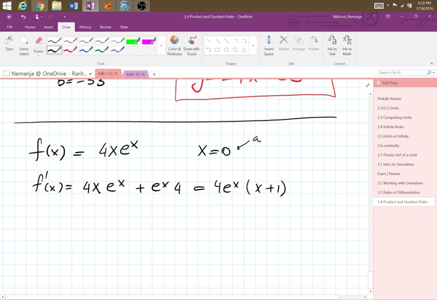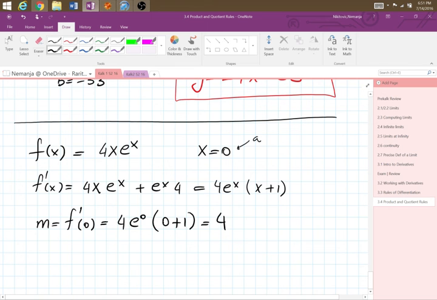This is our derivative. And we go on with the procedure for the slope of the tangent line, which is m is equal to the first derivative computed at a, which is in our case 0. We get 4 times e to the 0, open parenthesis 0 plus 1, and the whole thing is just 4. Because e to the 0 is 1, 0 plus 1 is 1, 4 times 1 times 1 is 4. So we have the slope.